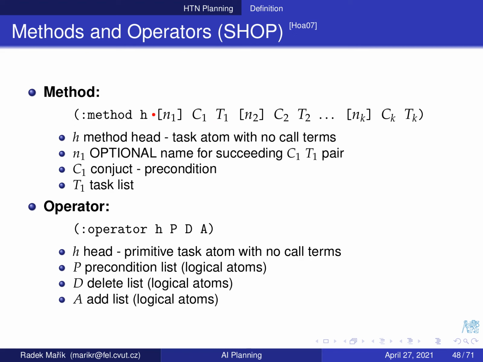So N1 is optional, and it is the name for that part which is valid. C1 is a precondition, and T1 is the decomposition given that precondition. If this is not applied, then you have another name and another precondition that must be valid to be able to do decomposition T2, and so on. Operator: an operator is just the application, so basically it is a primitive task. It has the head, it has a precondition to check, and as in the classical planning approach, a delete list and an add list of atoms.